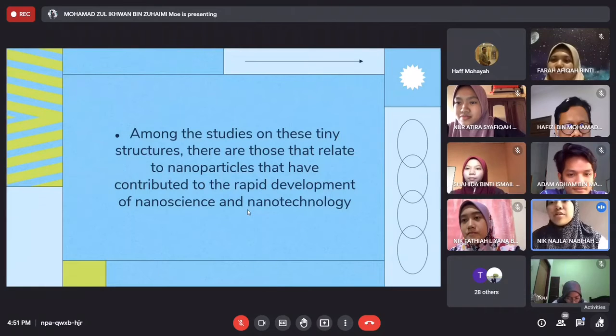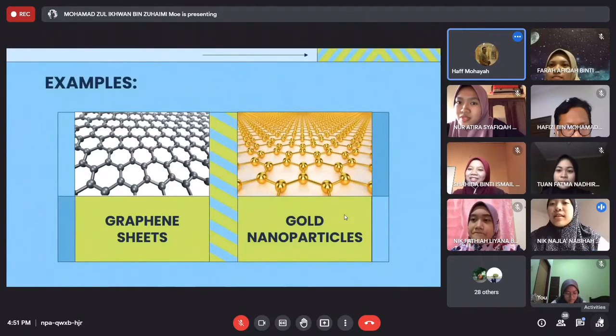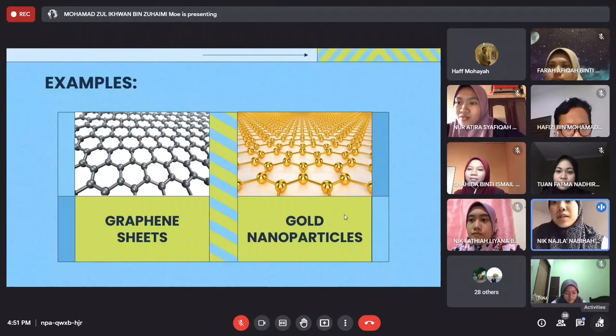Among the studies on these tiny structures, there are those that relate to nanoparticles that have contributed to the rapid development of nanoscience and nanotechnology. So, the example of nanoparticles is graphene sheets and gold nanoparticles. So, my team members will explain more about graphene.